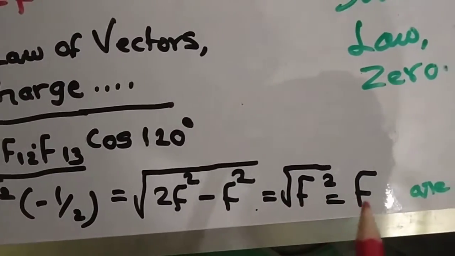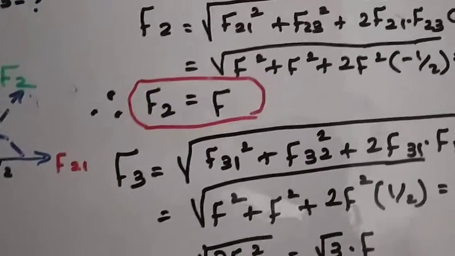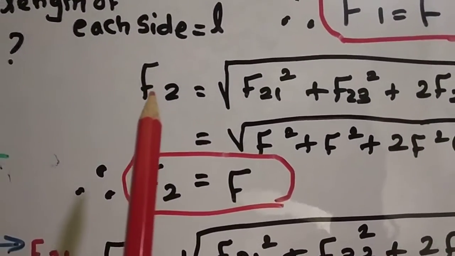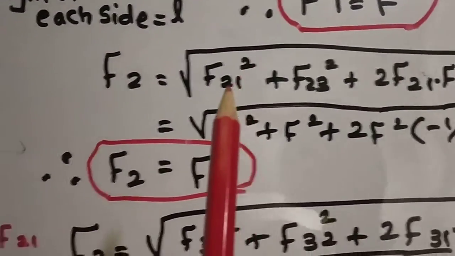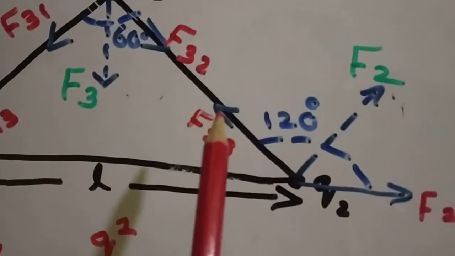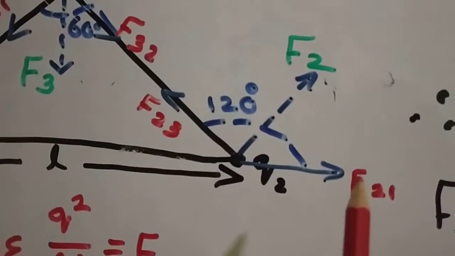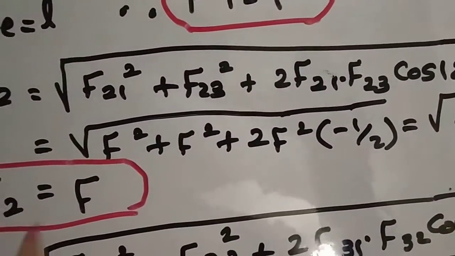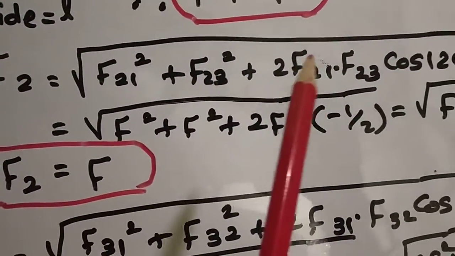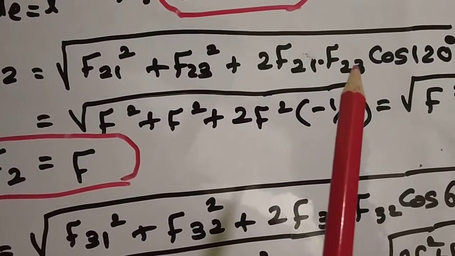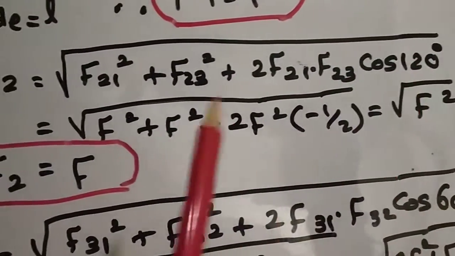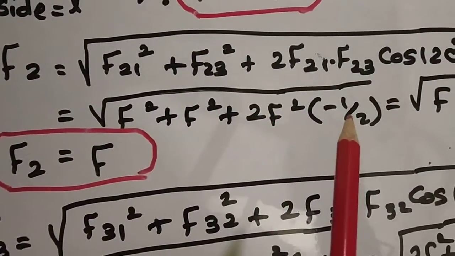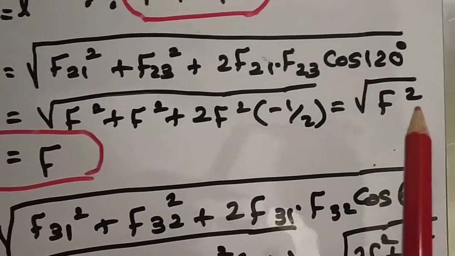And then we are going to find the force F2 acting on the charge Q2. The same thing here, these two forces have to be used: F21 squared plus F23 squared plus 2 F21 F23 cos 120 degrees. So F squared plus F squared, and cos 120 is minus 1 by 2. The same thing, root of F squared, which is equal to F.